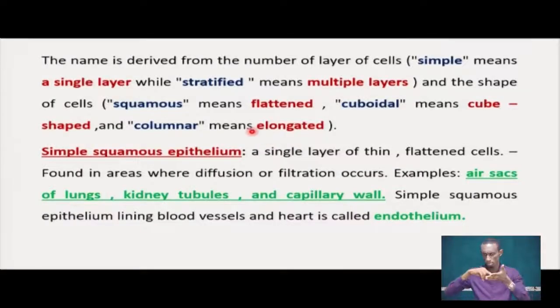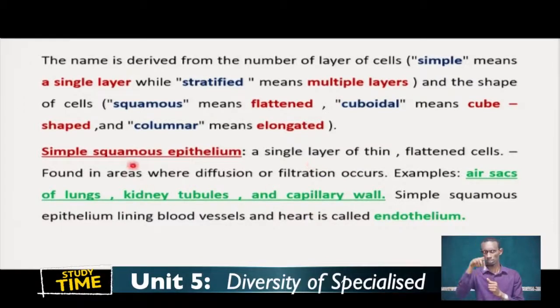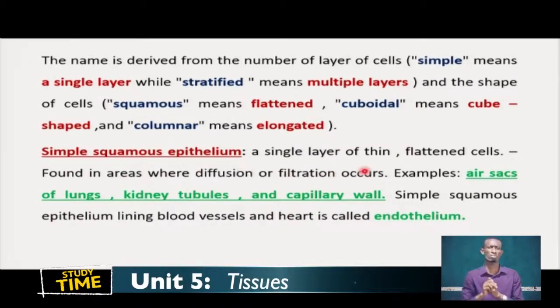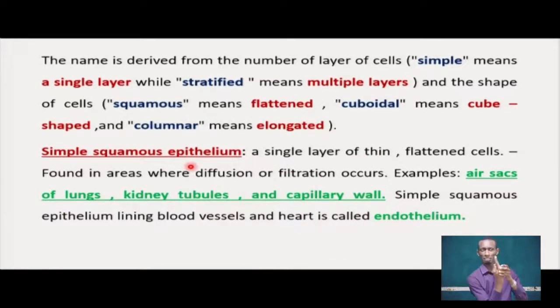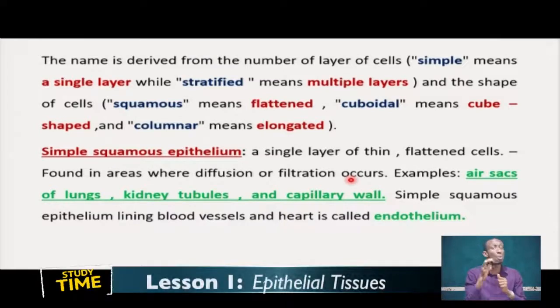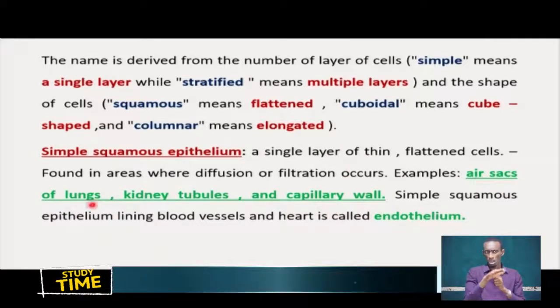Let us start with what we call simple squamous epithelium. That means if there is the word simple, that means it is a single layer. If there is the word squamous, that means cells are thin. That means simple squamous epithelium means a single layer of thin and flattened cells found in areas where diffusion or filtration occurs. That means we can find simple squamous epithelium in air sacs of lungs.